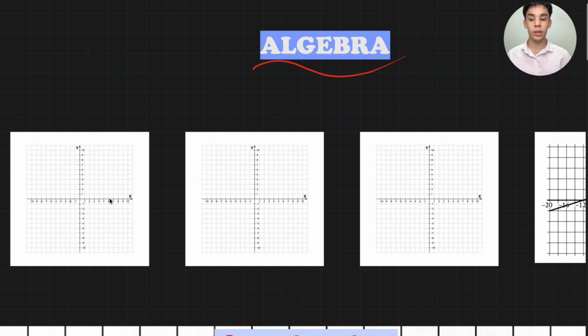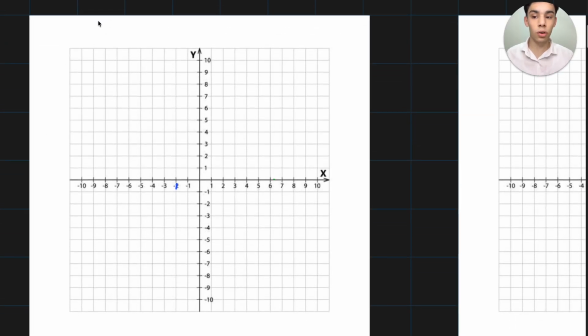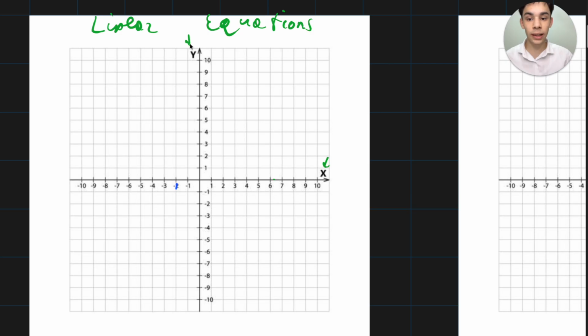Let me zoom in and we can start. Because we will talk about linear equations, let me just write linear equations. Now, this is called an xy plane. As you can see, we have x in here, and at the same time, we have y in here.